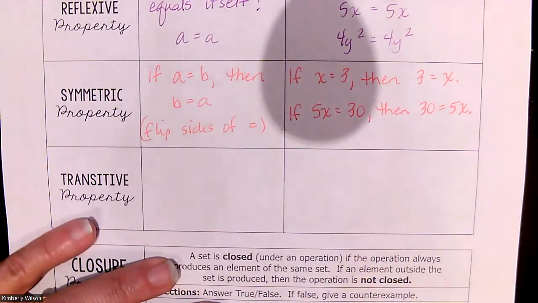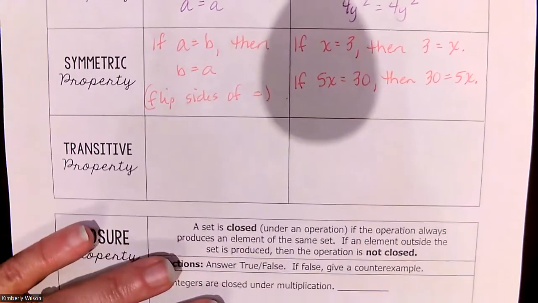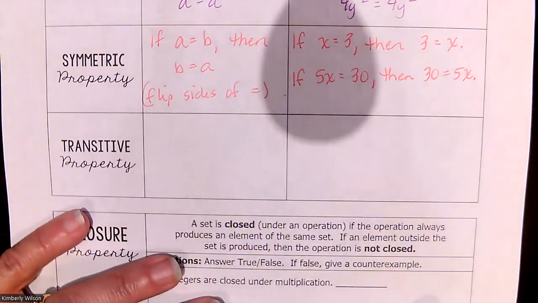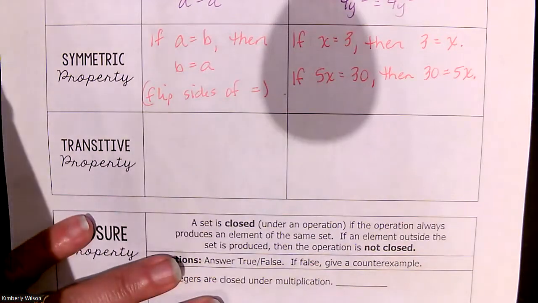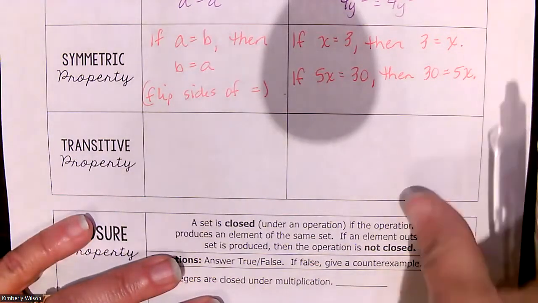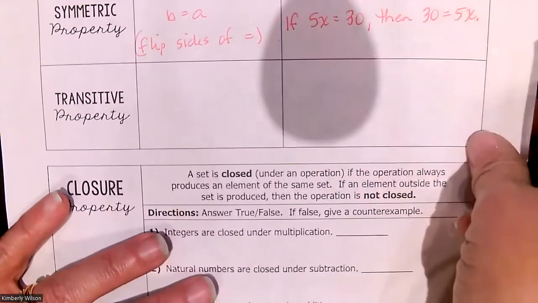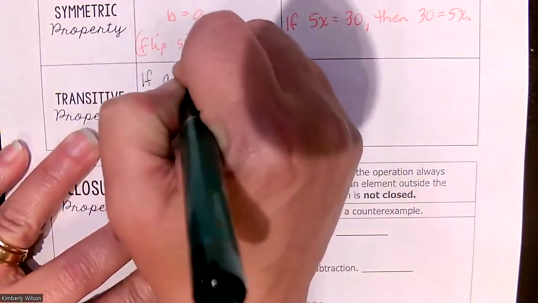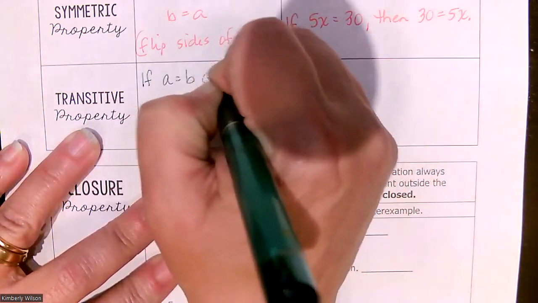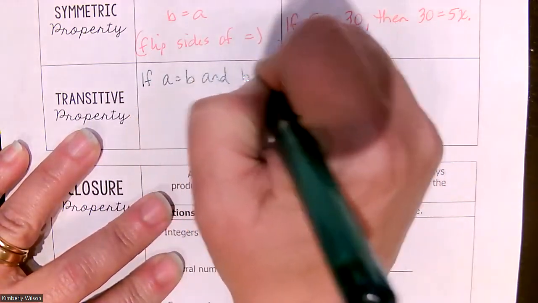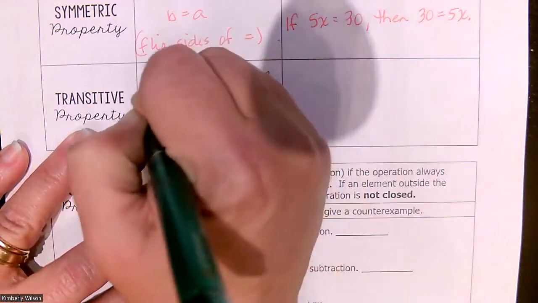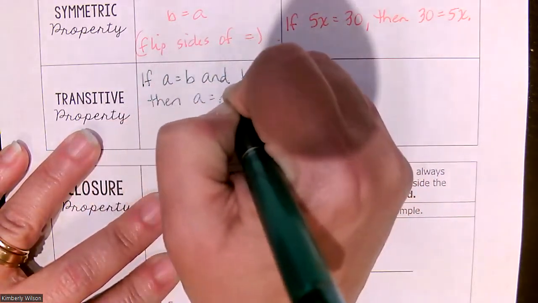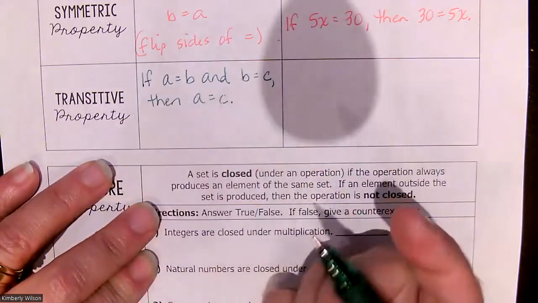You'll see these properties come into play a whole lot more in geometry because you have to label what's happening when you flip which side of the equal sign things are on, even though it doesn't change the value of what's happening. And the last one to talk about, transitive property. This is if A equals B and B equals C, then A equals C. It's like it transfers from one to the other.